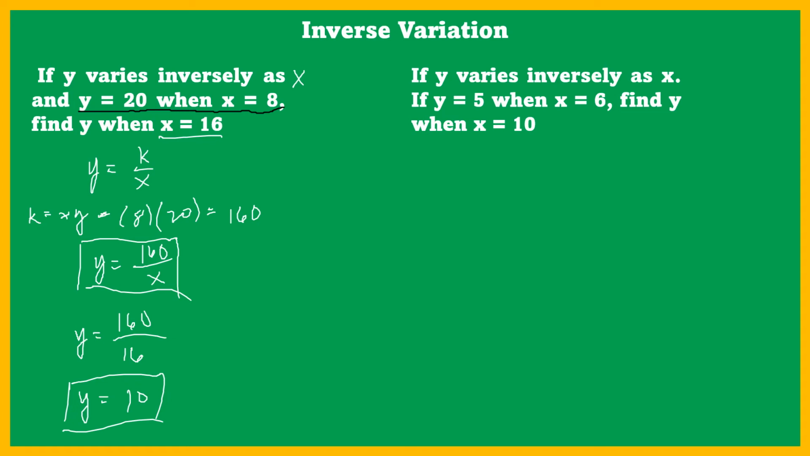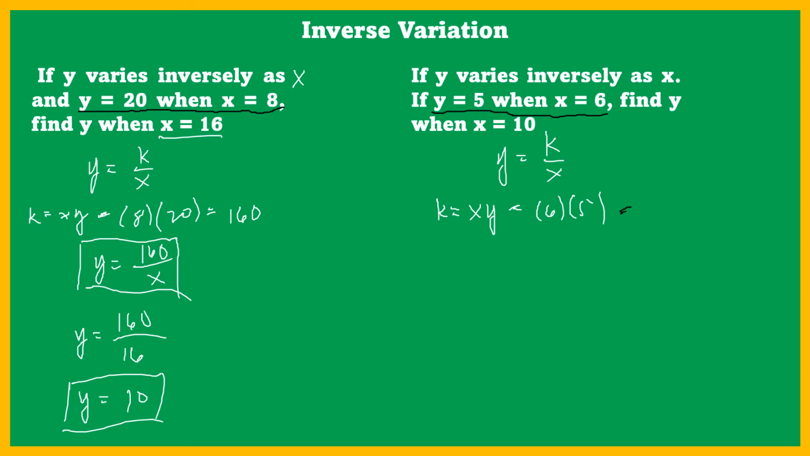Next example, if y varies inversely as x, and if y is equal to 5 when x is equal to 6, find y when x is equal to 10. So, same procedure, create first the equation of variation or the standard form of the equation of variation. We have y is equal to k over x. And solving for k, we have x times y, which is equal to, so x is 6 and y is 5. So again, the first given is the one we use first.